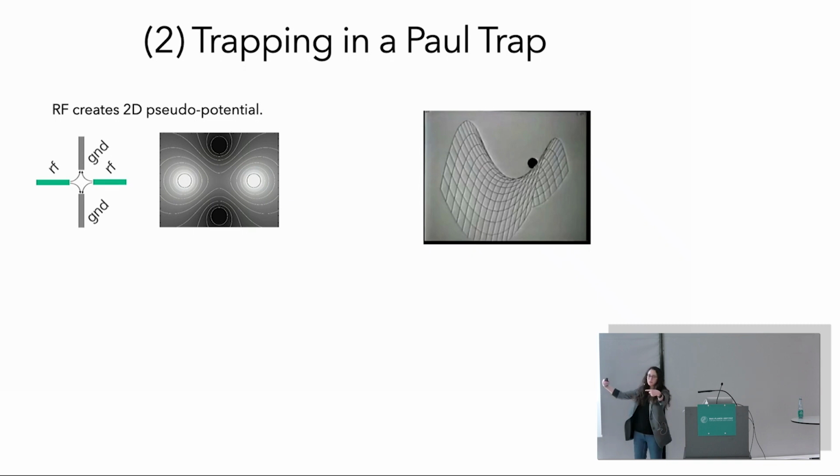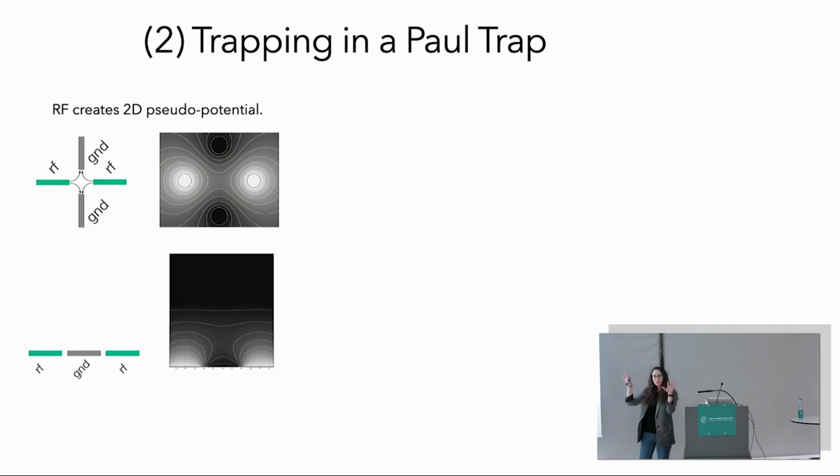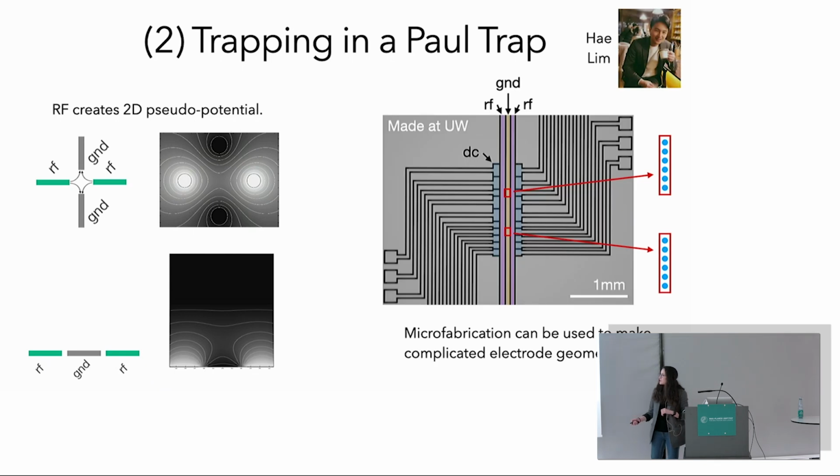And then you'd have 2 DC electrodes, in and out of the page, to confine it in the third dimension. What people more recently do is unfold that trap so that you have your 2 RF, 1 ground, and then you say, okay, I have another ground plane up at infinity. So you still create a trapping potential, maybe not quite as nice as this, and we'll quantify this later, but you still can trap an ion around here. And what's nice about this is that you can create these electrodes through standard microfabrication processes.